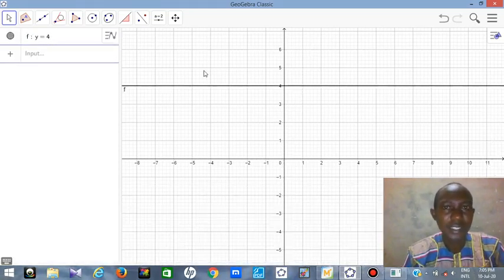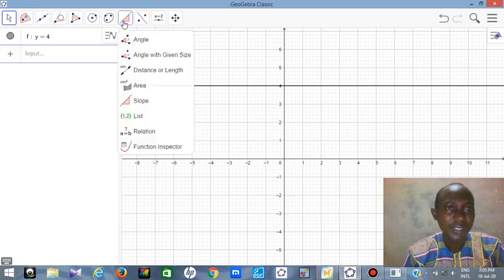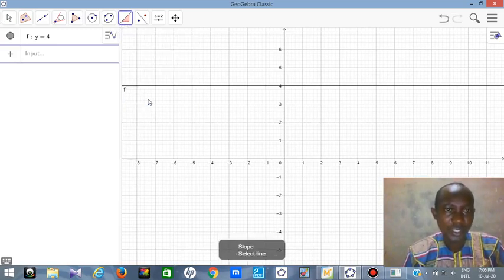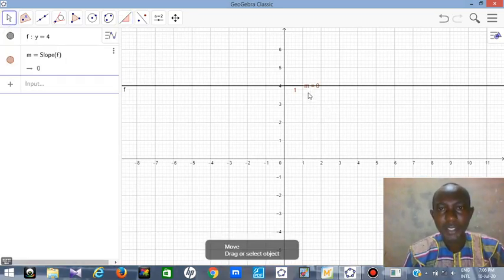If I have a constant, you can see. So what is the gradient here now? If you check the gradient of this, that is the slope, you see it's going to give us 0. You can see the gradient is 0. You can see it there. M is 0.